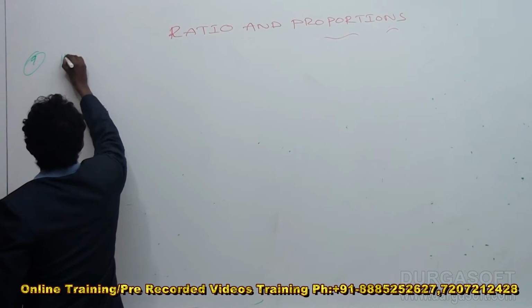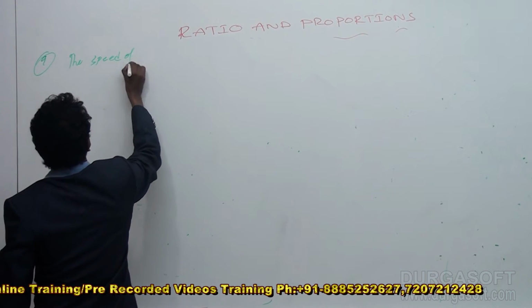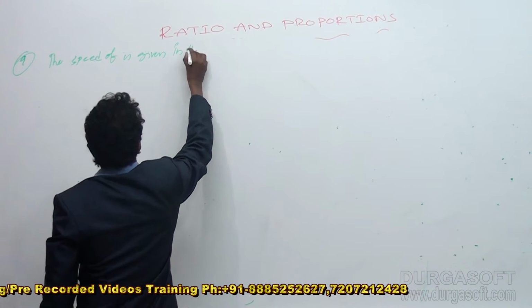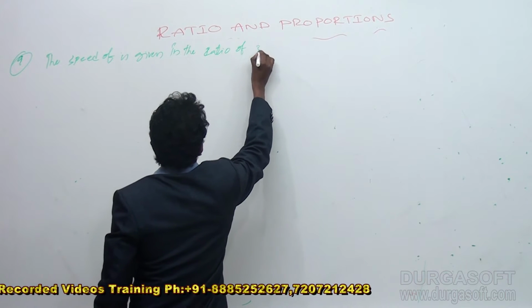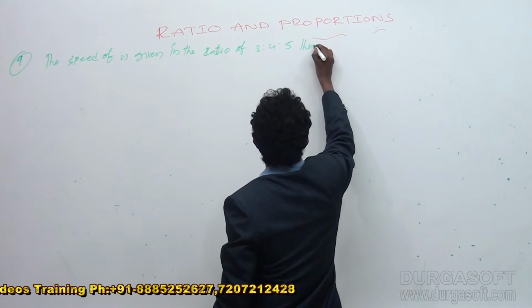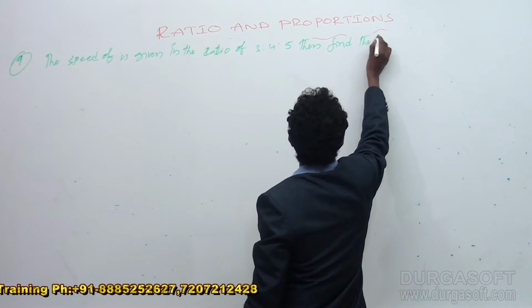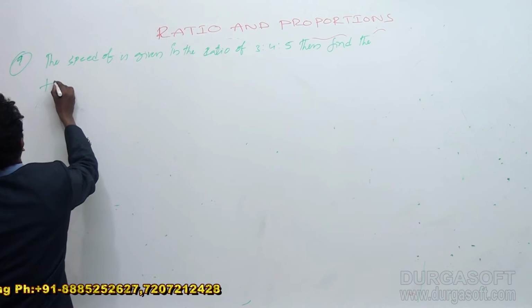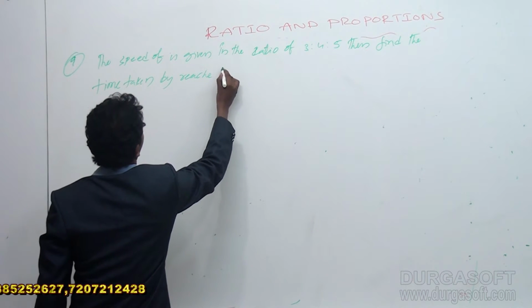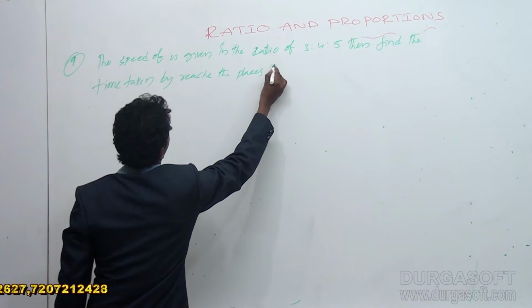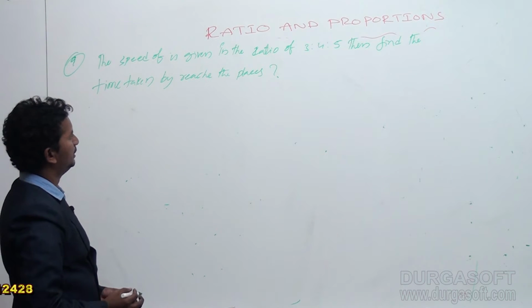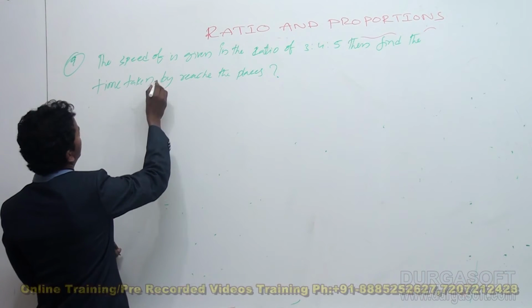Ninth one. The speeds are given in the ratio of 3:4:5, then find the time taken to reach the places. Now here the speeds are given.